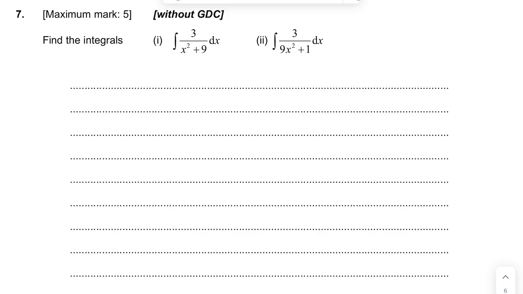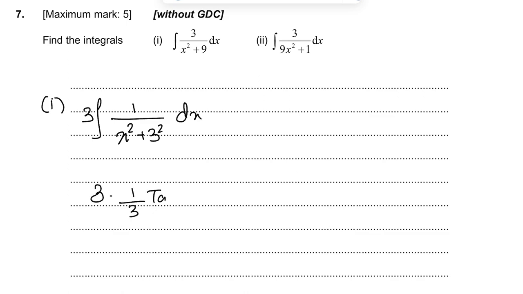Question number 7. Integral of 3 outside, 1 upon x square plus 3 square dx. So what will be the answer for that one? 1 upon a tan inverse of x upon a plus c. The 3 and 3 get cancelled. So just tan inverse of x upon 3.